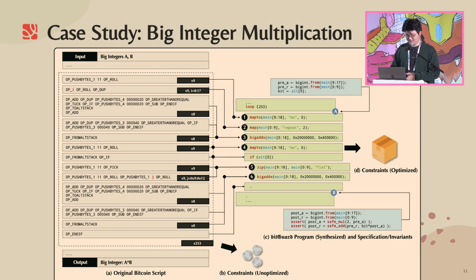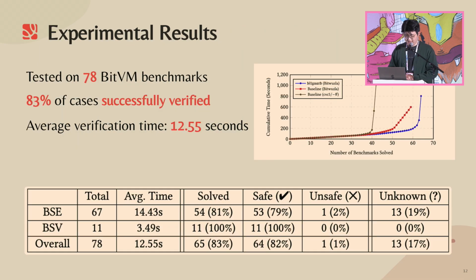A loop invariant is then established to capture the relationship between these variables after each iteration. This invariant states in simple terms: the result so far equals the original multiplicand multiplied by the processed bits of the multiplier. With this concise summary, our verification tool can quickly check that the entire multiplication is performed correctly without getting lost in the low-level Bitcoin script details. And our tool is blazing fast.